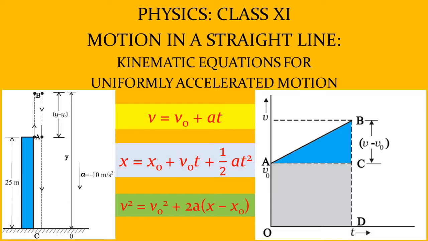v is equal to v0 plus at. x is equal to x0 plus v0t plus half at square. And the third equation, v square is equal to v0 square plus 2a into bracket x minus x0. We will derive these equations by the graphical method as well as by the method of calculus.